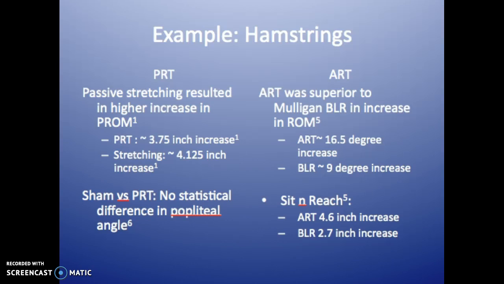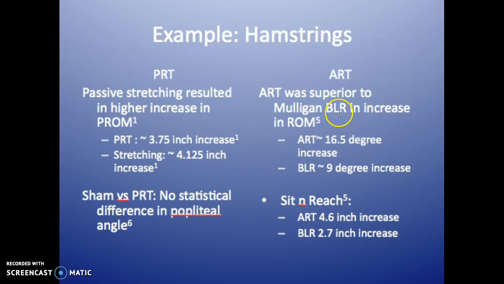Now, a different study showed a sham treatment versus a PRT, and there was no statistical difference in that popliteal angle. A popliteal angle is when the patient is sitting with their legs straight ahead of them, trying to push their knee to the table, and then you're measuring that popliteal angle in the back of the knee. The sham treatment in this study was just a passive 10-degree hip extension when the patient is supine. And so it wasn't much of a stretch, as you saw in the previous study.